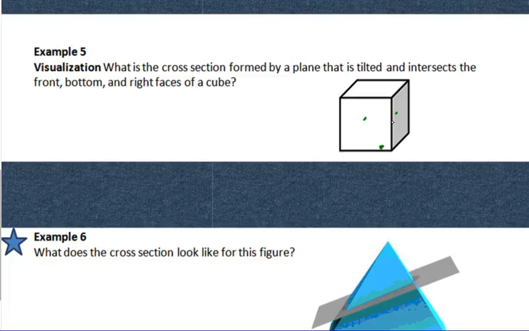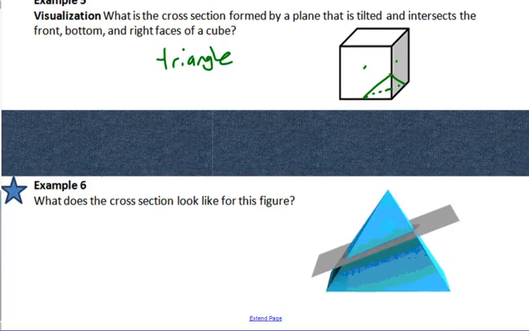This is really hard to visualize, but if this is the bottom, we'll go like this. So it's going to kind of cut off this. So that's the bottom. It's going to come up and do this and do this. It's going to kind of cut off that bottom right corner right here. That would go through those three faces, and it'll form a triangle, interestingly enough. That would be the cross section.